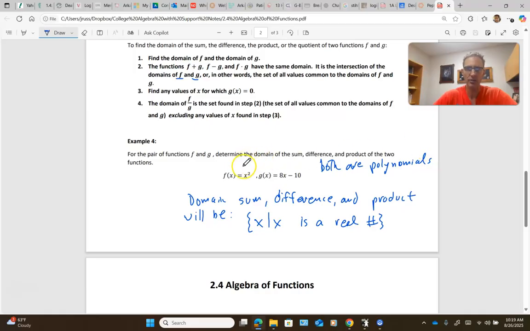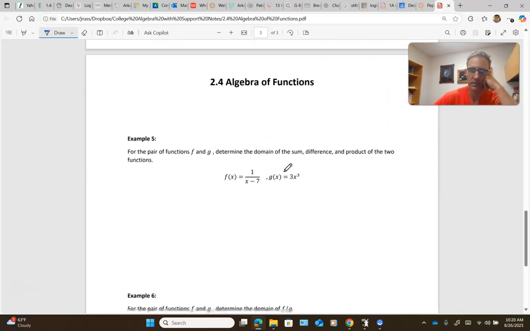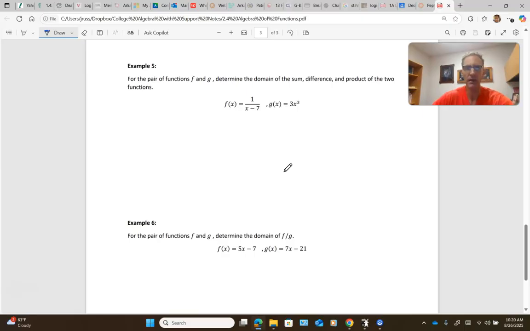Now, if it had asked you what would the domain of f divided by g be, that wouldn't be all real numbers. And the reason is because g would end up being in the denominator, and because of that there would be a restriction. There would be a restricted value of x. We will see actually one like that here in just a second. Alright, let's go to example 5 here. So for example 5 it says, for this pair of functions f and g, determine the domain of the sum, difference, and product.